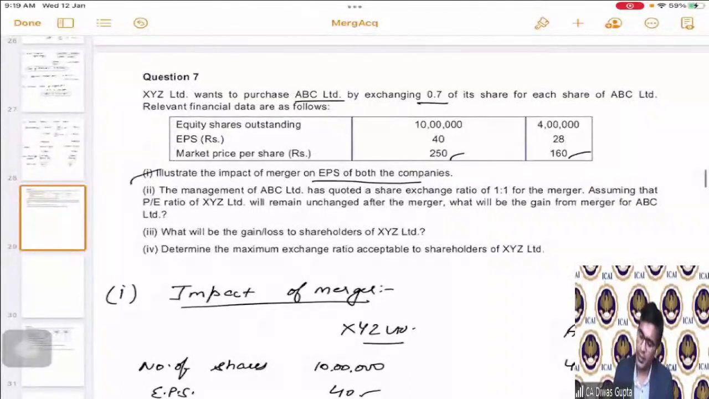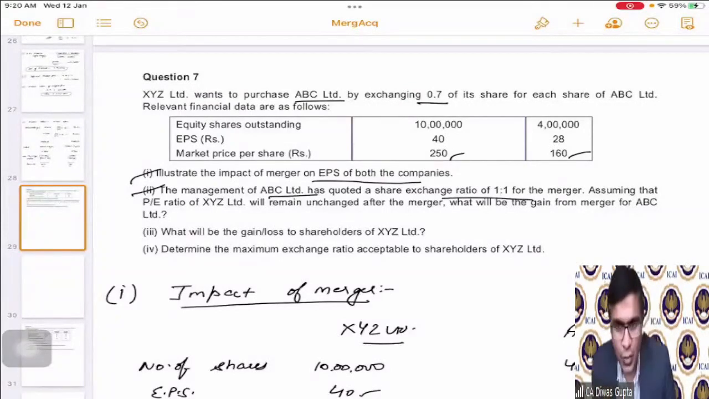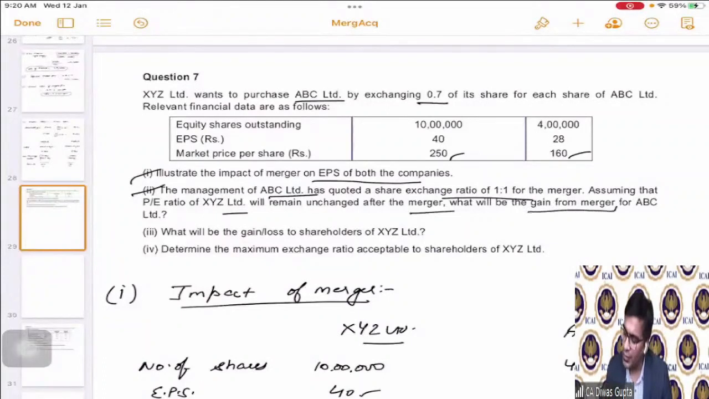Now, the next part. The management of ABC has quoted a share exchange ratio of 1:1 for the merger. So instead of 0.7:1, the target company is quoting a higher exchange ratio, 1:1. Assuming that the PE ratio of XYZ Limited remains unchanged after the merger, what will be the gain from merger? Students, please note, gain from merger for ABC Limited. Since the PE ratio remains unchanged, we have to calculate the price after merger. Using that price only, we calculate the gain from merger.